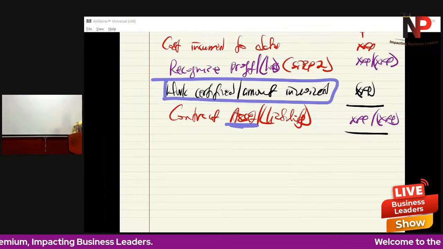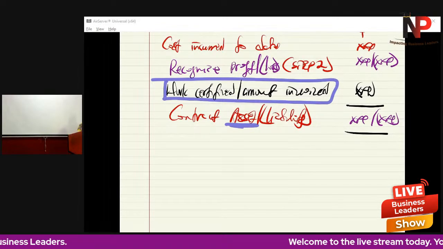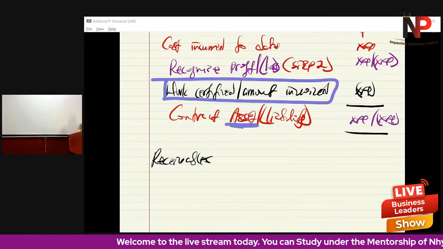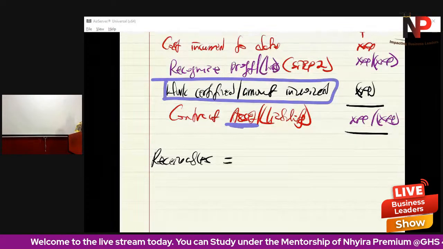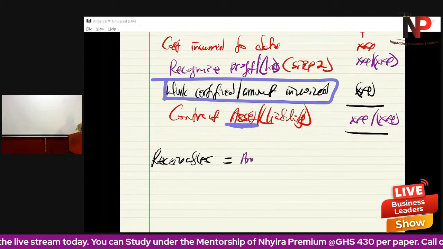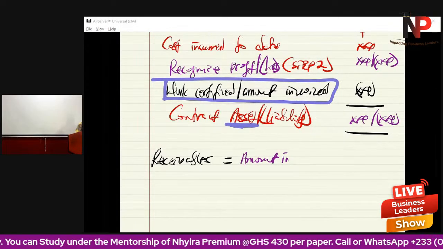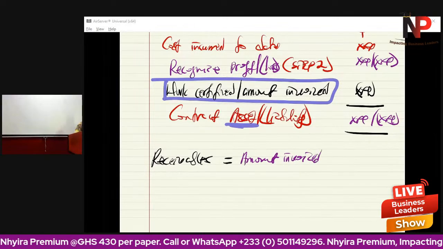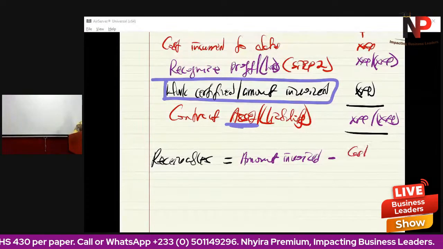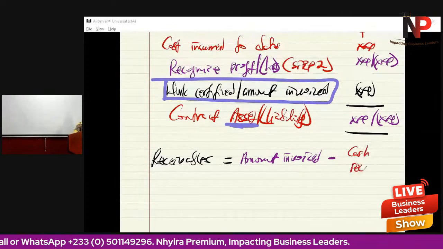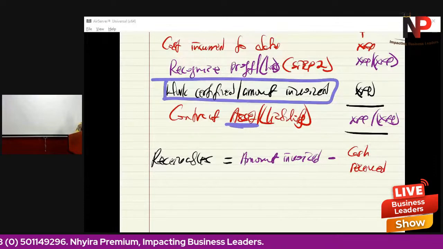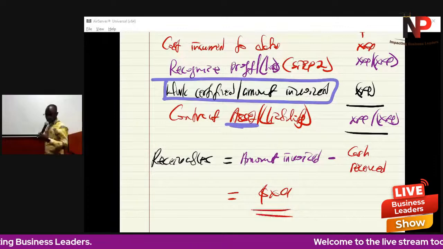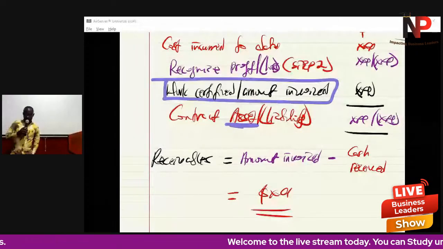For that reason, under current assets, we're going to be having issue relating to receivables. And that receivables is going to be equal to the amount invoiced to the customer, which is the same as the work certified, minus the cash received from the customer. That will be receivables on the financial statement.